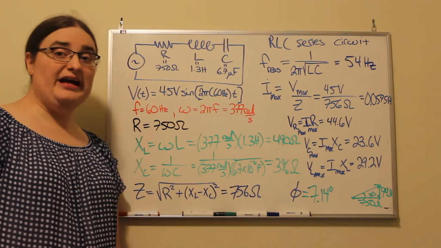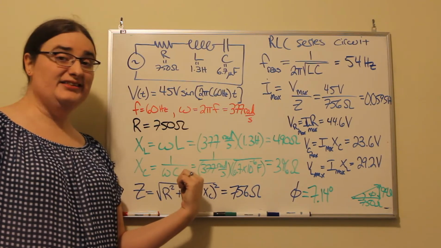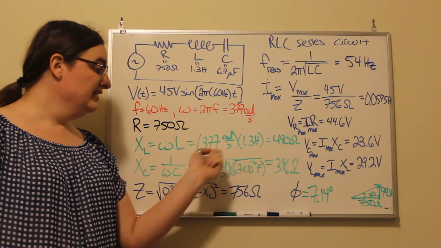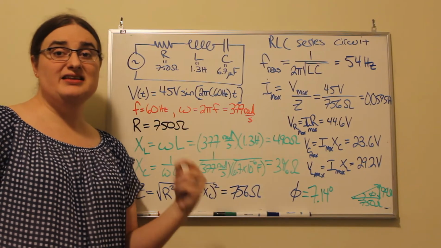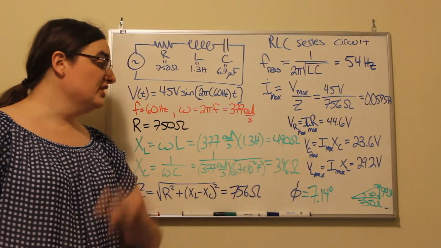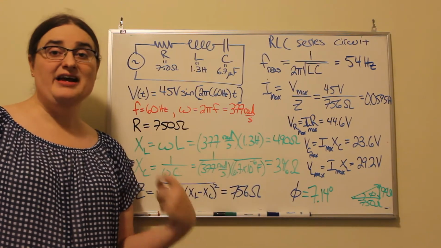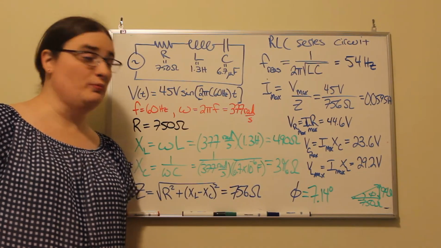Now, the capacitive reactance is 1 over omega C, which would be 1 over 377 radians per second times 6.7 times 10 to the negative 6 farads, which gives me 396 ohms. It also means the farad has units of seconds per ohm.